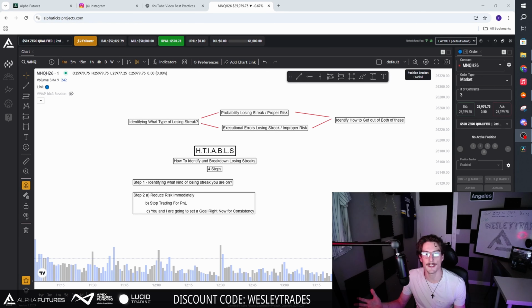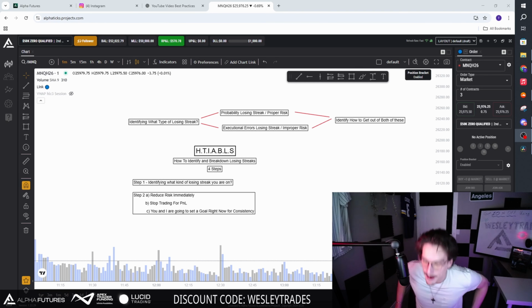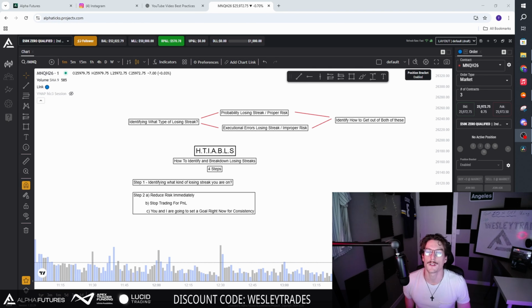Okay, you didn't skip to step 4, so you unfortunately have an executional error losing streak. Don't worry, it's fine. One thing I want to tell you guys right away, it's okay to go on losing streaks. Everyone has losing streaks. The best traders in the world have losing streaks. First things first, before we get into step 2, take a deep breath. It's not that deep. We completely have it under control, and I want you to know that you have your situation under control at all times. It's just panic that sets in. So don't panic. You got this.